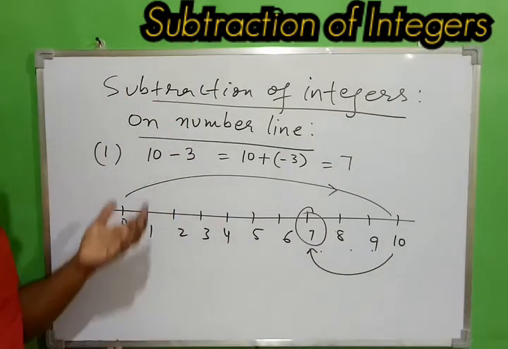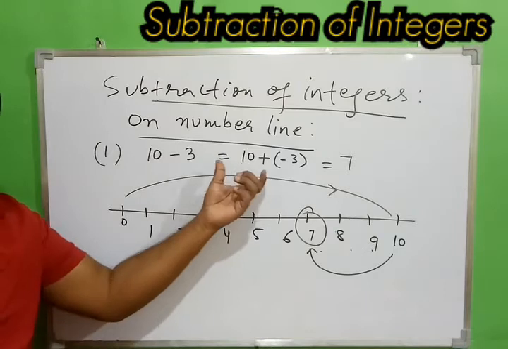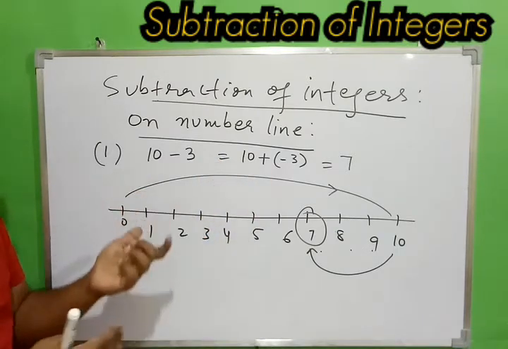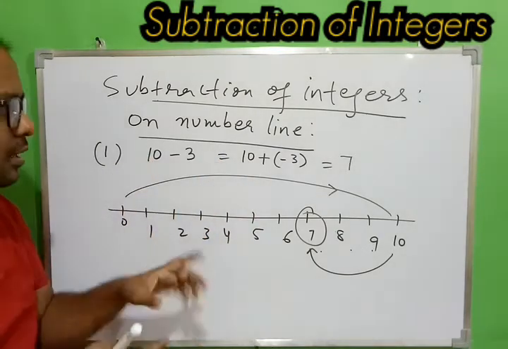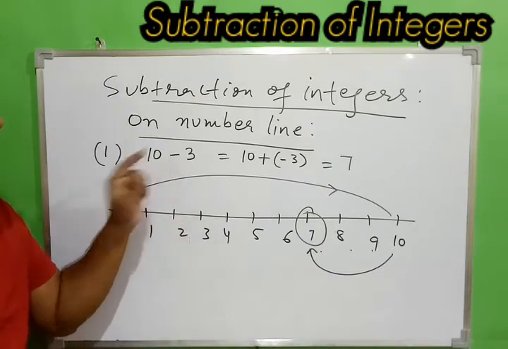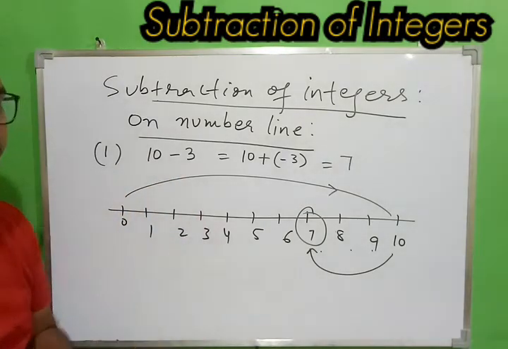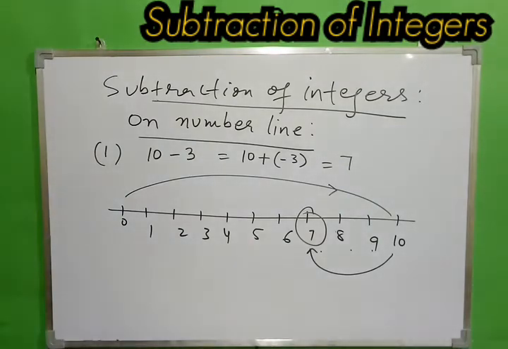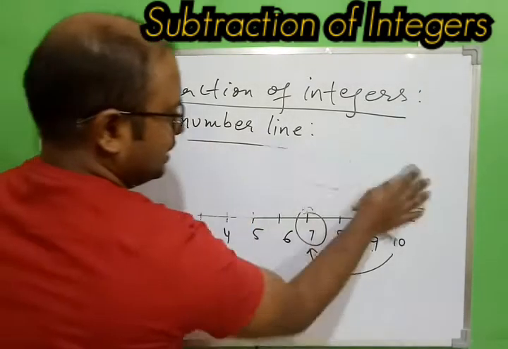So overall we understood already how to show the addition on the number line. So we just need to convert the subtraction into addition by taking the additive inverse of the number, and then rest we already understood in the previous class. So let's take more example on the number line.